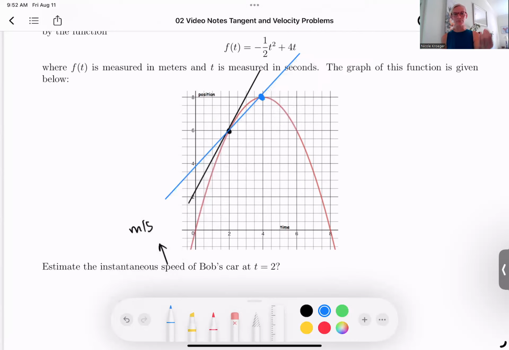And so I can find the slope of that blue line. That blue line approximates the black line. It's not a great approximation, but it approximates it. Okay, so let's find the slope of that line, and I'm going to try and break this up.